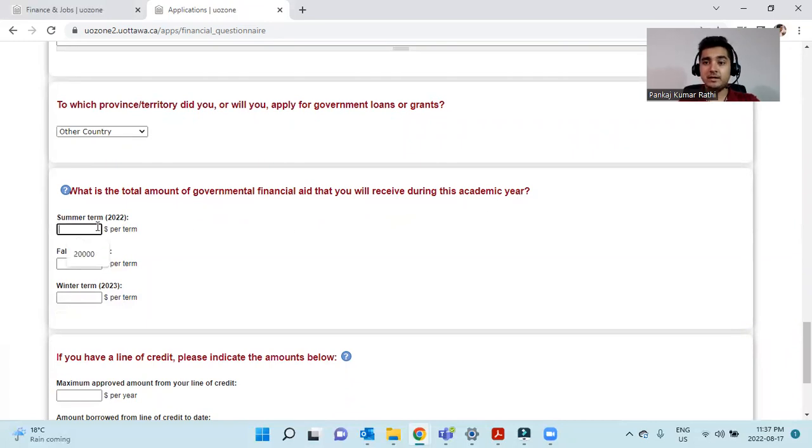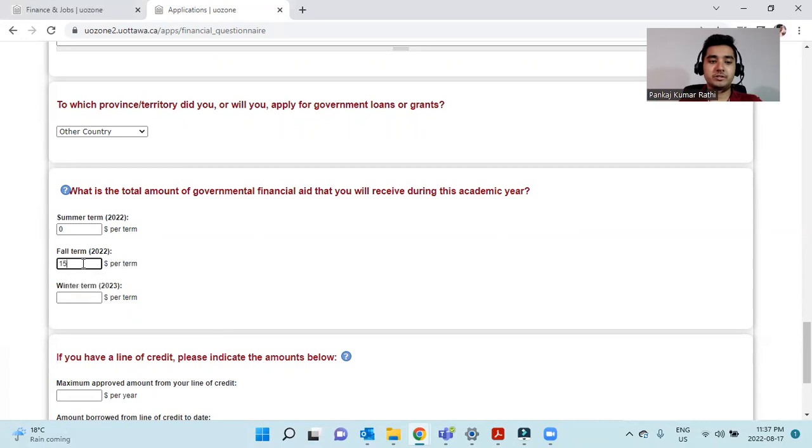What is the total amount of government financial aid that you will receive during the academic year? This is basically how much the bank will provide us the loan per academic year, means per term. For summer term, since you're not going to come here, mention that as 0. You will be pursuing your studies from fall, so mention that as 0. For fall term, if you have taken loan, you can mention the exact amount that is present in the statement of account.